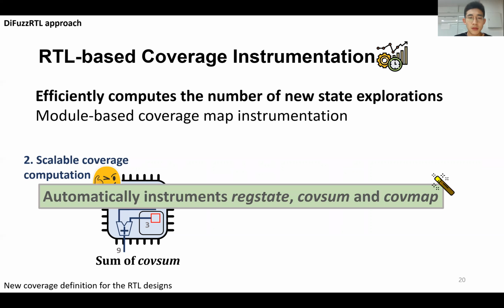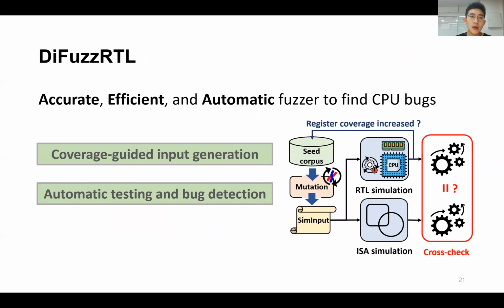We implemented all this procedure as a compiler pass so that our compiler automatically instruments the components and related logic into the CPU RTL design. Finally, we completed the fuzzer framework, which uses the register coverage to guide the input. To summarize our work, we introduced DifuzzRTL, which is an accurate, efficient, and automatic fuzzer to find CPU bugs. DifuzzRTL includes register coverage guided input generation, and it automatically tests the CPUs and detects the bugs.